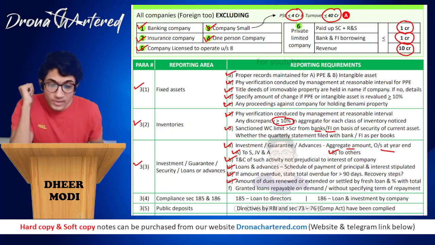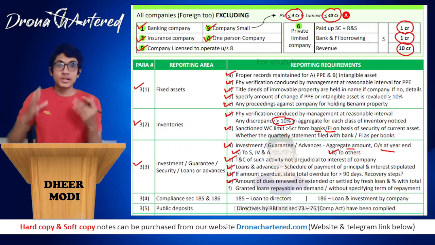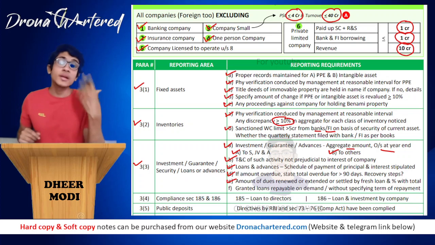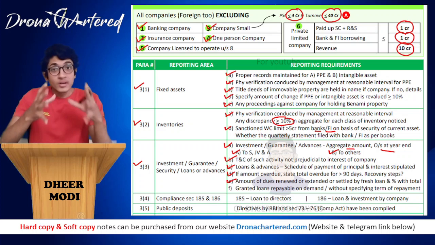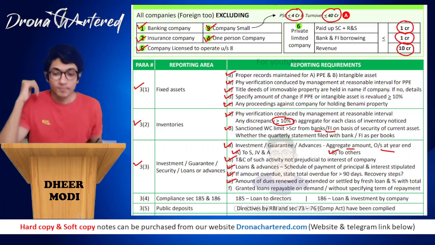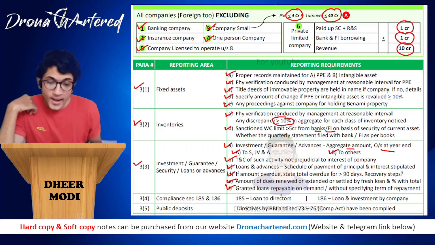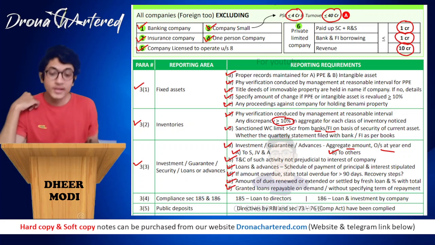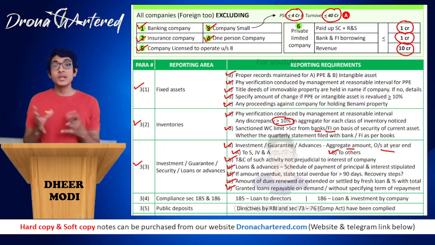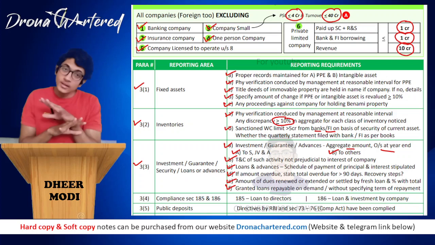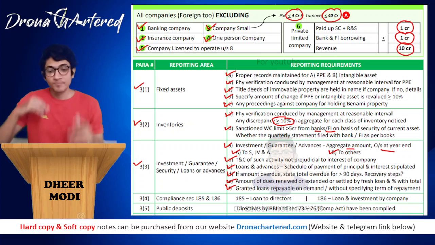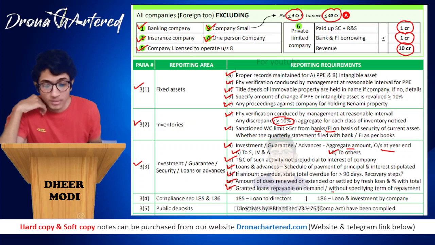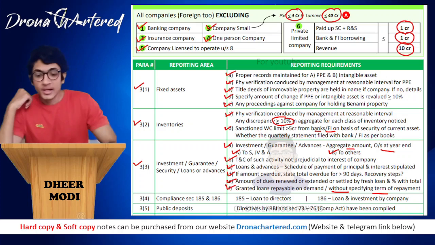Next is amount of dues renewed or extended or settled by fresh loan and percentage with total. So that is what percentage of your dues have been extended or renewed, or you have converted that interest payment to another loan. Okay, so that also has to be specified. And your last point is granted loans repayable on demand or without specifying term of payment. So you have to check how many loans have been raised where there is no specified date of payment, without specifying any term of repayment.